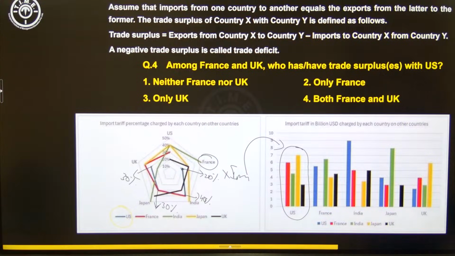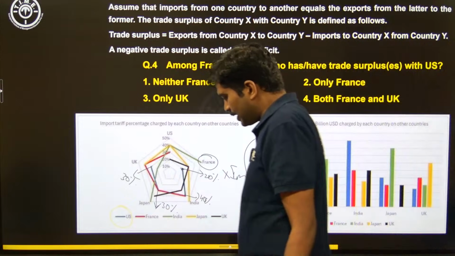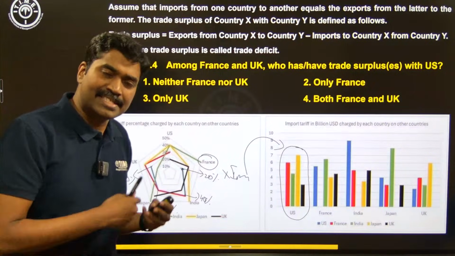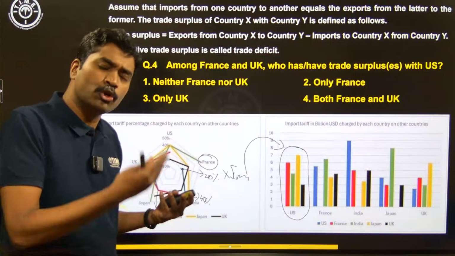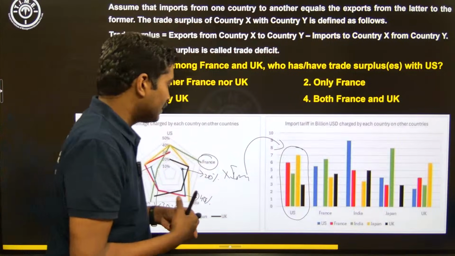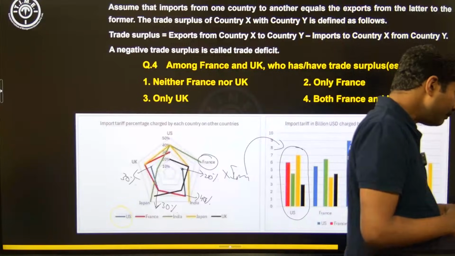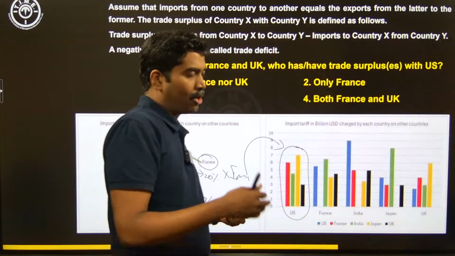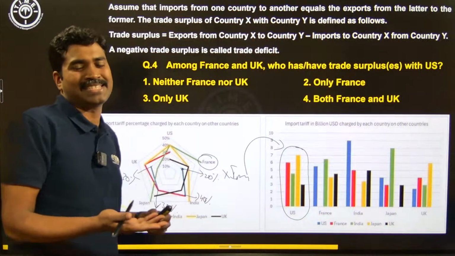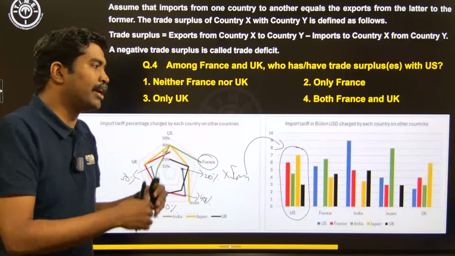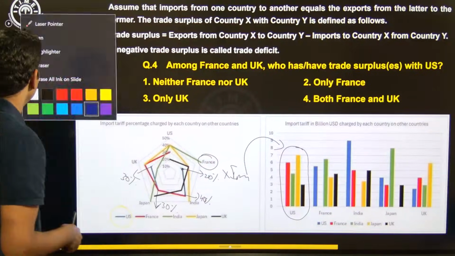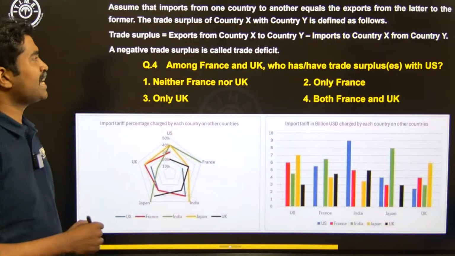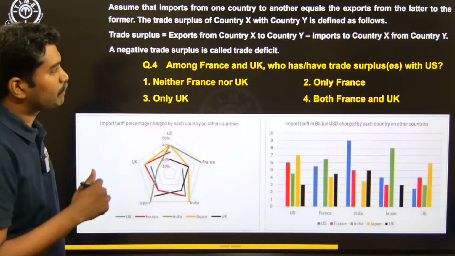How do we see exports? When I want to find out exports of India to US, that's the same as checking the imports to US from India, right? Yes or no? Whether US is exporting to India or India is importing from the US, both are the same, right? My exports to you are your imports from me, correct? So let's look at the last question. Among France and UK, who has or have trade surpluses with US?